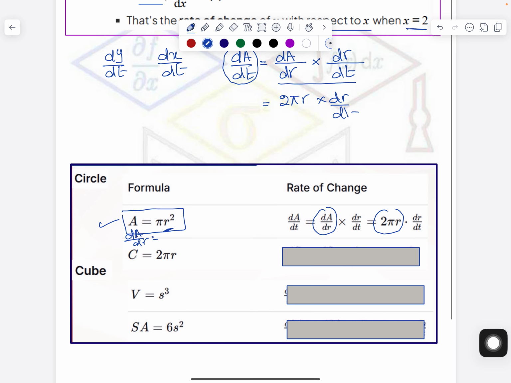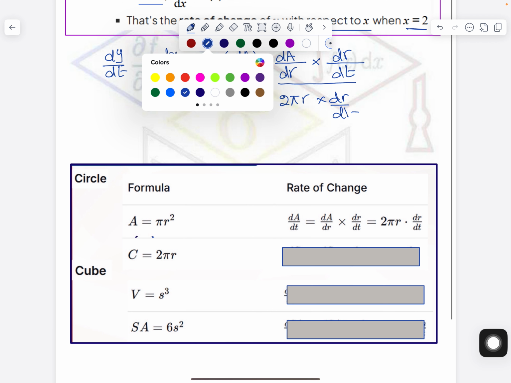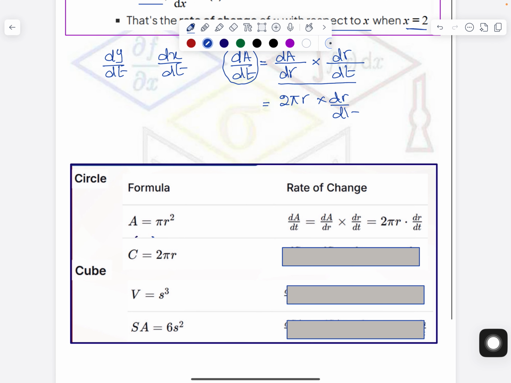Let me explain for circumference, and then I will ask you to try to find the rate of change of volume and surface area for a cube. These I have just taken for the sake of example, and then we will move on to the actual word problem. Right. So now let's see how to find the rate of change of the circumference of a circle. The formula is given here. Sometimes in the question it is not given, just the wording expresses it and you have to apply it yourself.